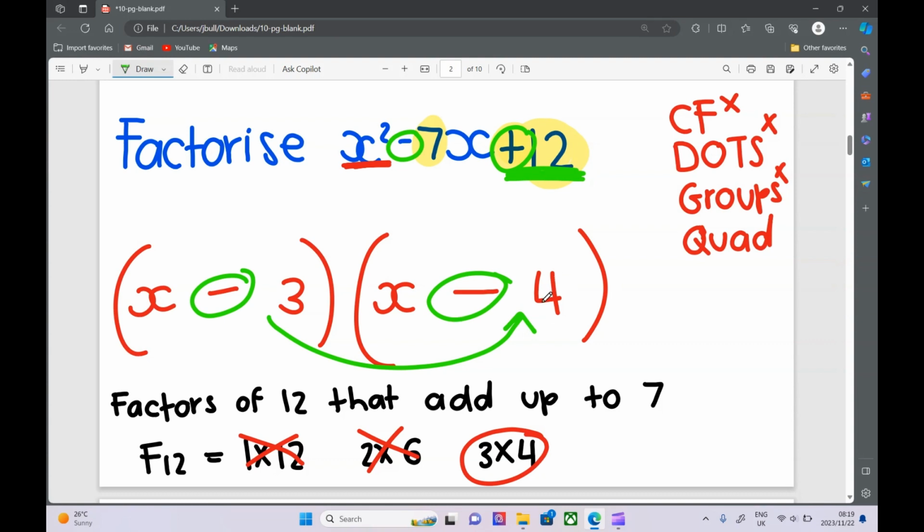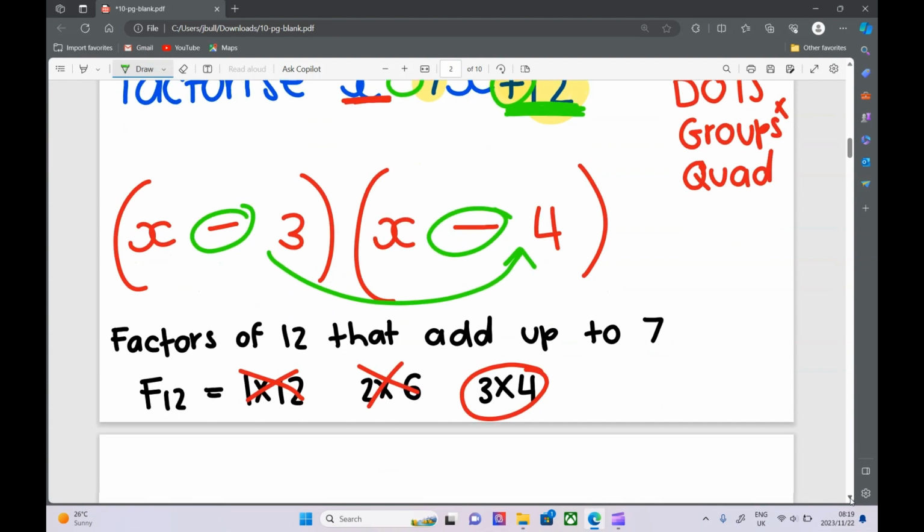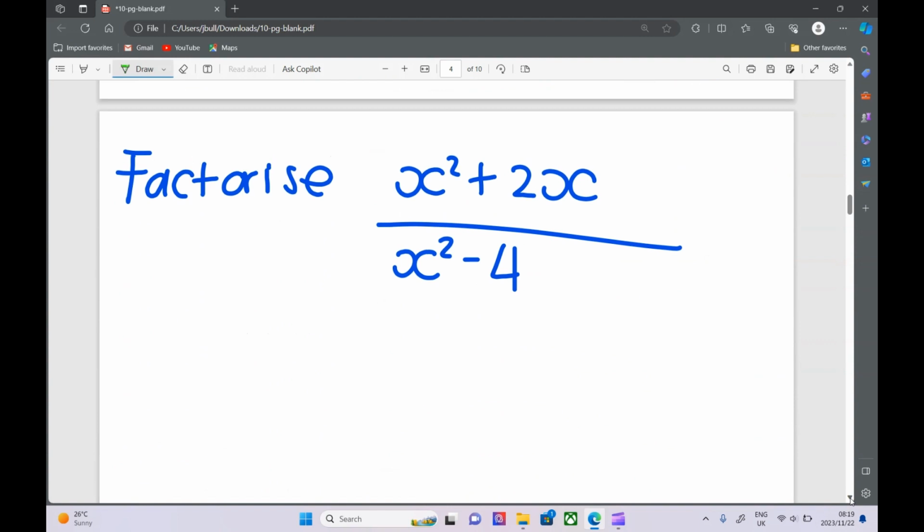Let's have a look at another one then. So let's see, factorize this fraction. They make it seem scary because they've chucked in a fraction as well. What we're going to do is exactly what we would usually do. We are going to start by going through the list. Do we have any common factors? We're going to do it separately. We're going to look at the top separately and the bottom separately.